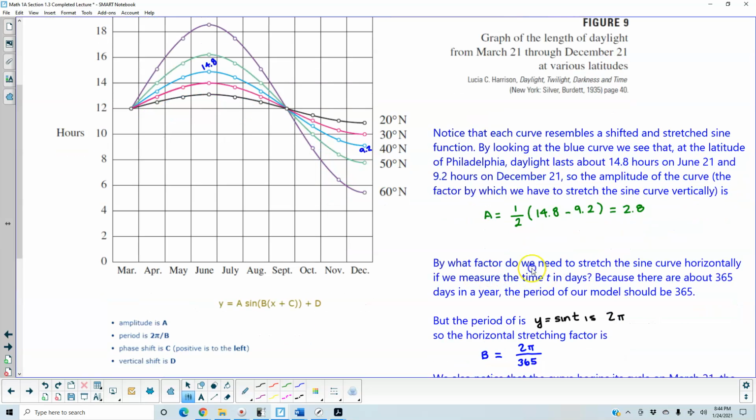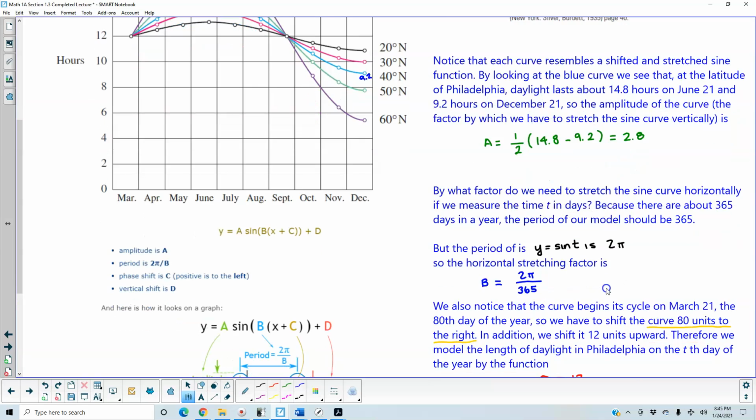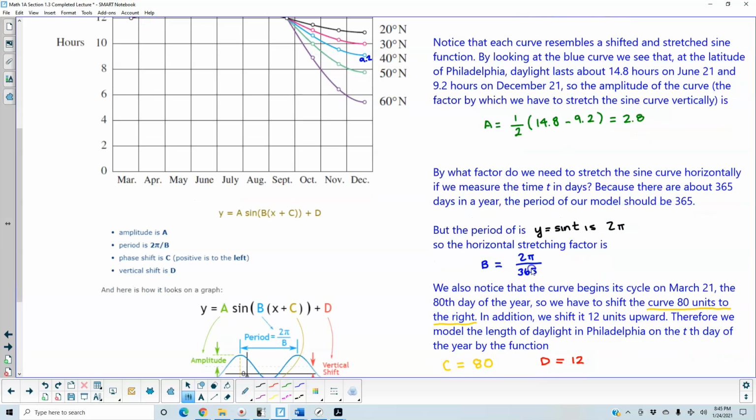Now, by what factor do we need to stretch the sine curve horizontally if we measure the time t in days? Well, because there are about 365 days in a year, the period of our model should be 365. But the period of y equals sine t is 2 pi. So the horizontal stretching factor would be b, which is equal to 2 pi over 365.